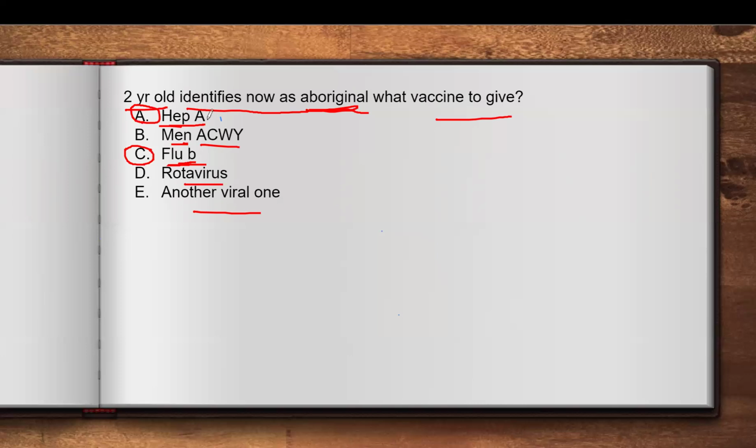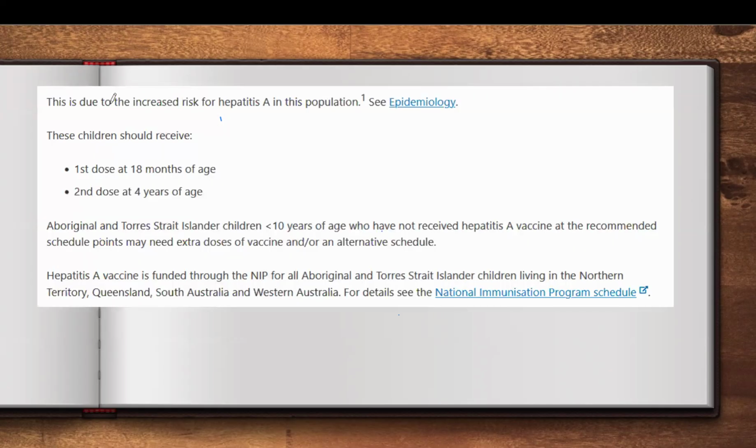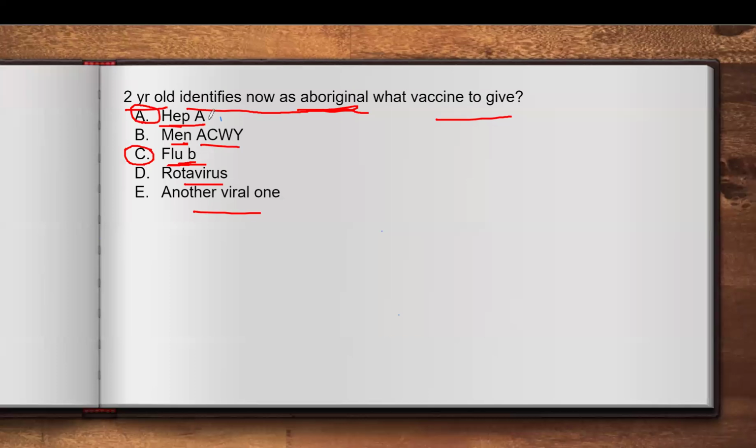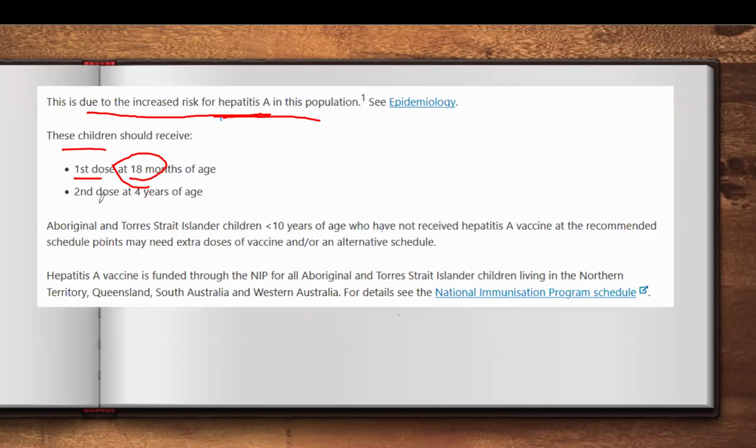And the only vaccination, hepatitis A, is not given to non-Aboriginal Australians; it is only given to Aboriginal and Torres Strait Islander children. So from these options, hepatitis A is the one we have to give since the parents told us that they are Aboriginal. This is due to the increased risk of hepatitis A in this population. These children should receive the first dose at 18 months. Ideally it is given at 18 months, although this child is 2 years, so you can just give him the catch-up vaccination. Then the second dose would be around 4 years of age as a booster.